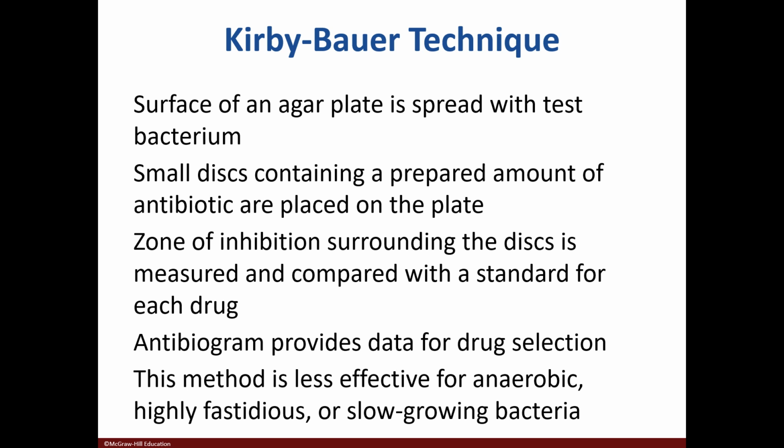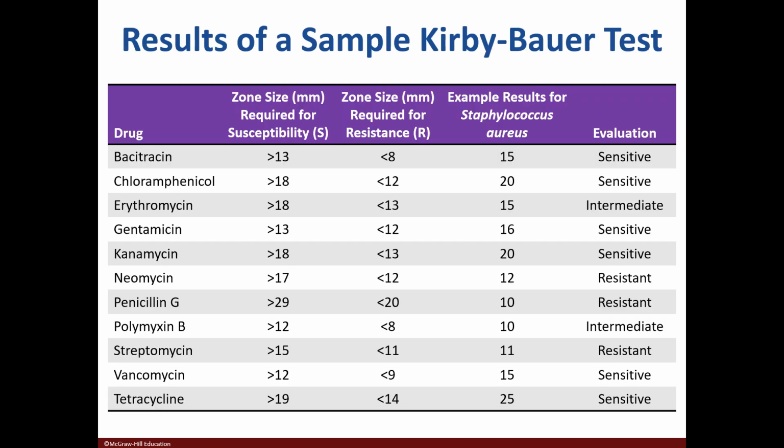One method used in antimicrobial sensitivity testing is the Kirby-Bauer method. The bacterium is spread all over the surface of a Mueller-Hinton agar. Discs that are saturated with antibiotics are placed on the plate. A zone of inhibition or clearing around the disc is measured, and the antibiogram provides information that is used in choosing the prescription. It does not work well for fastidious microbes or anaerobic ones. Using the measurements of the zone, sensitivity or resistance can be determined.